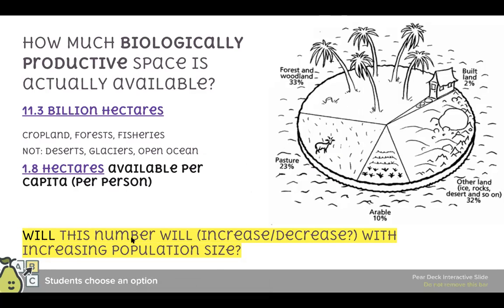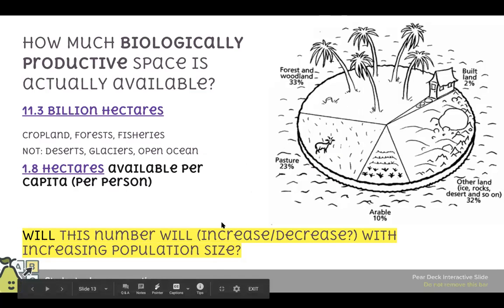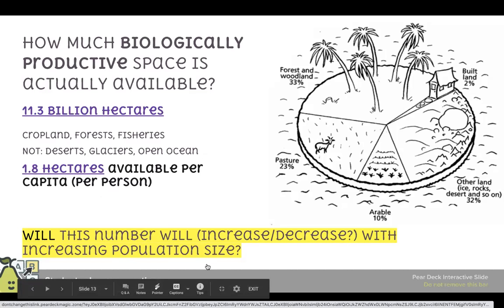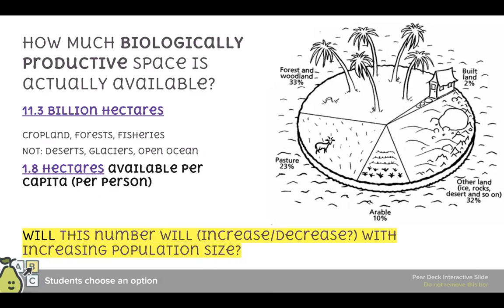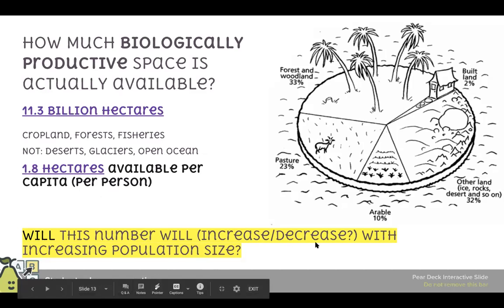So just take a moment to think, what would happen if the number of hectares per person would increase or decrease with increasing population size? So there's more and more people. What would happen to our biologically productive space? I'm going to give you 5 seconds. Pick increase or decrease.